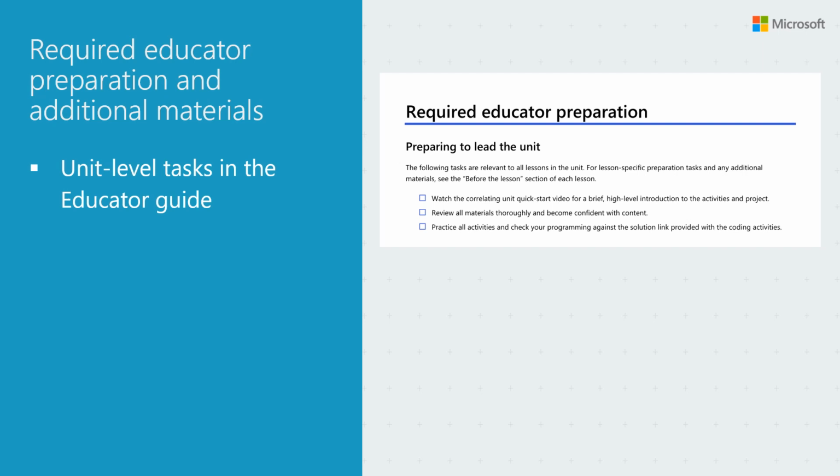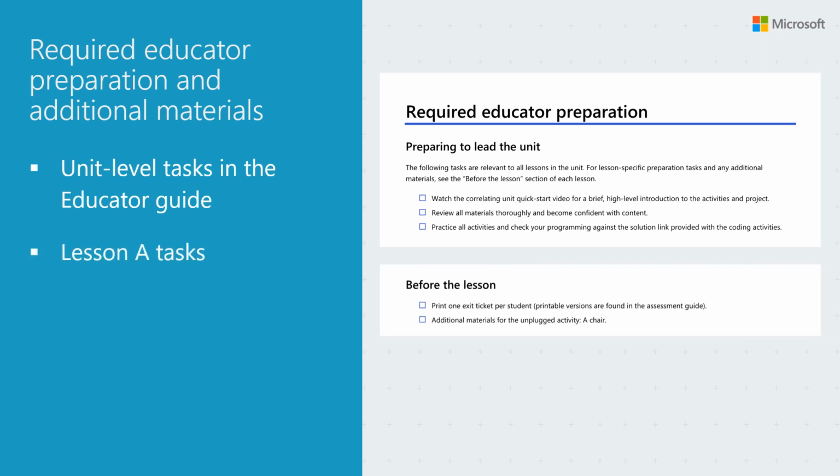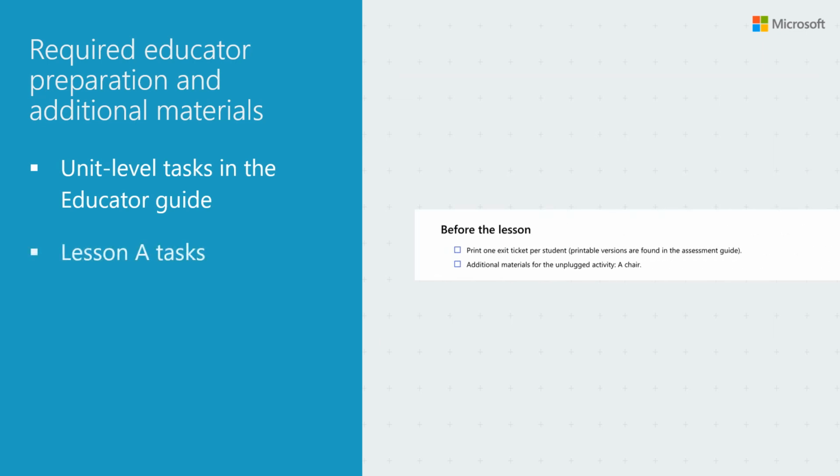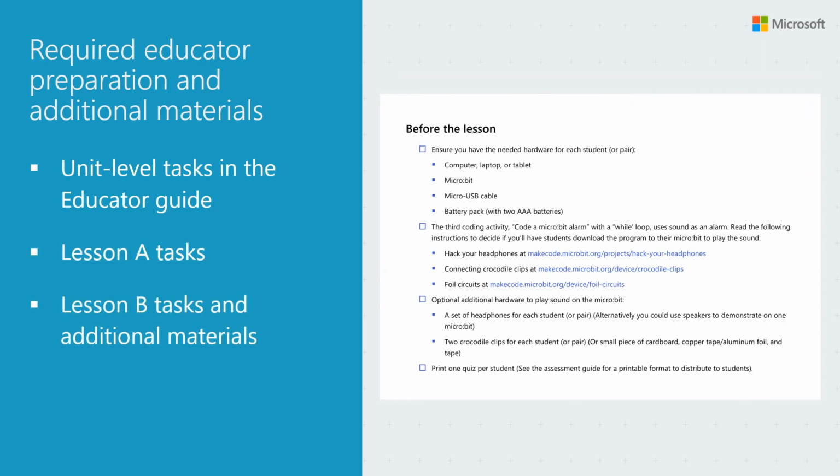So the required educator preparation is going to include the usual tasks at the unit level and then the self-explanatory tasks for the unplugged activity in Lesson A. Now, Lesson B includes 3 coding activities, and the third activity is playing sound on the microbit. So your preparation should be reviewing the tutorials to learn how to attach headphones or speakers with crocodile clips. Now, if you have the version 2 of the microbit, it has a built-in speaker, so you don't need to worry about that. But if you have an earlier microbit, the only way to hear the sound is to connect a separate set of headphones.